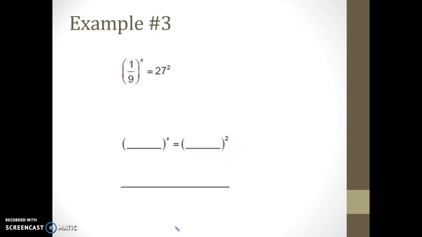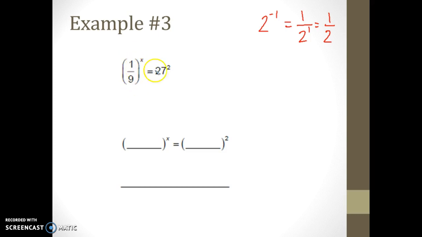Our third example looks a little different. I've got a fraction. Don't let the fraction freak you out. Just remember, if I have, for example, 2 to the negative first power, to get rid of that negative, I rewrite it as 1 over 2 to the positive first, which is just 1/2. So you have to flip your fraction to get rid of that negative exponent. So with that being said, anytime you see a fraction, you have to be working with a negative exponent.